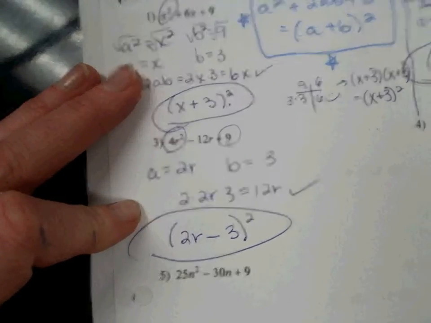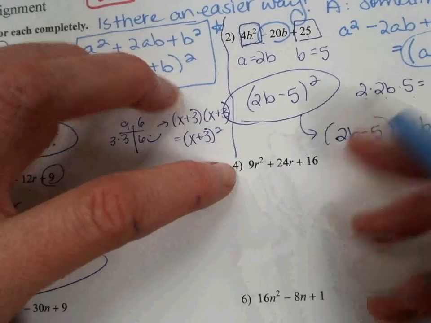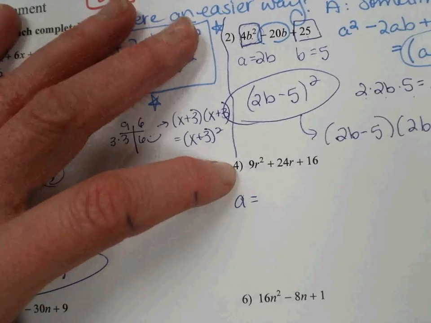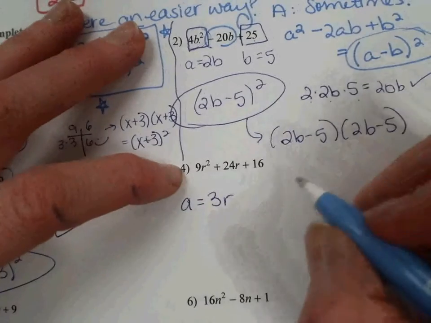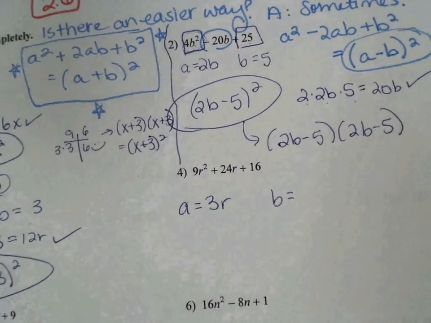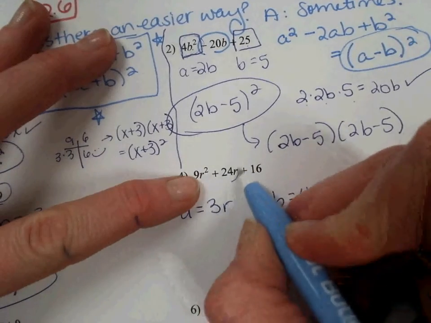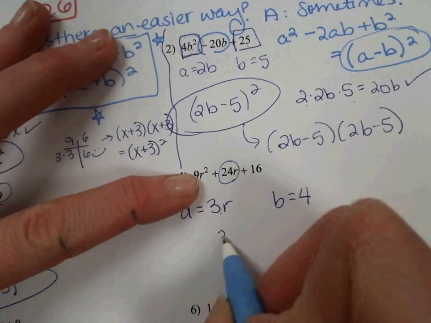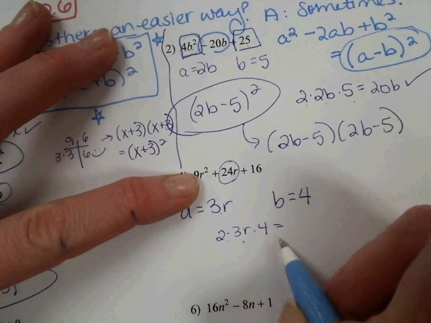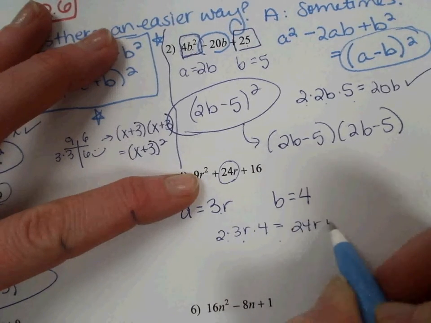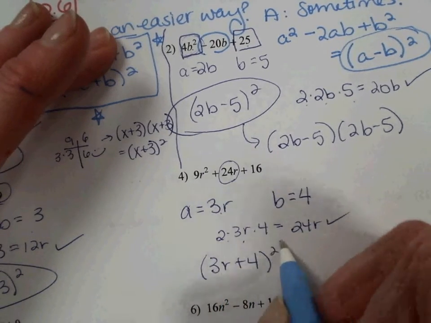It takes a few seconds. Number 4. Square root of 9r squared is 3r. Good. Square root of 16 is 4. Double check that 24r is this times 2, so 2 times 3r times 4. 2 times 3 is 6, times 4 is 24, so 24r, yes, that works. So 3r plus 4 squared.